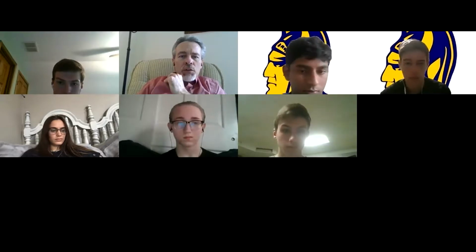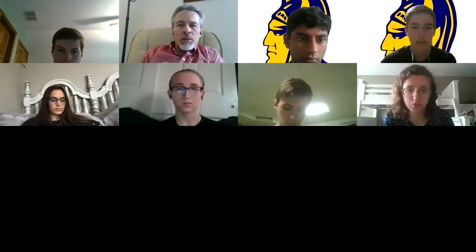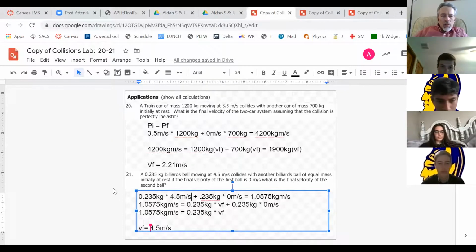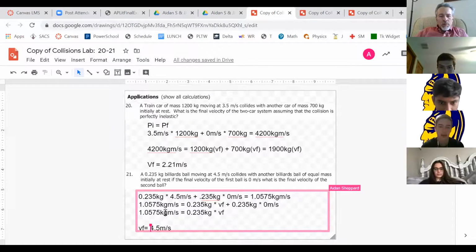Okay, so Jack, you want to share your screen with us? And so we're looking at 21 there, and there's the setup for it. Nice. It's basically the same thing over again, just with one of the balls now having, because it perfectly transferred all the velocity to the other ball.